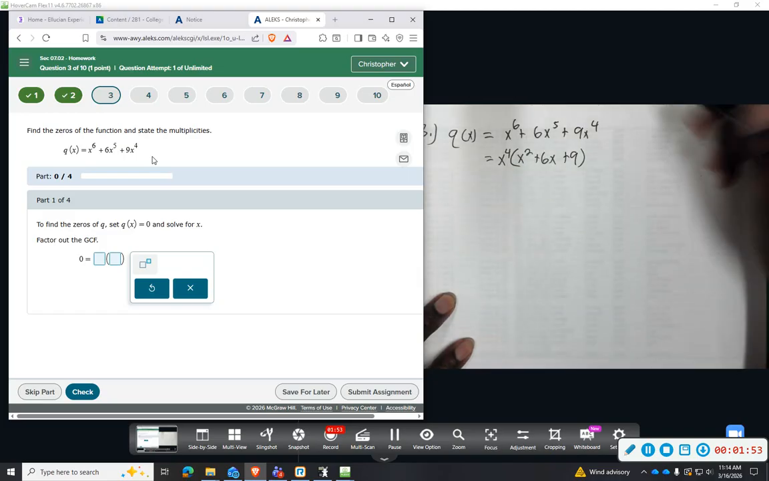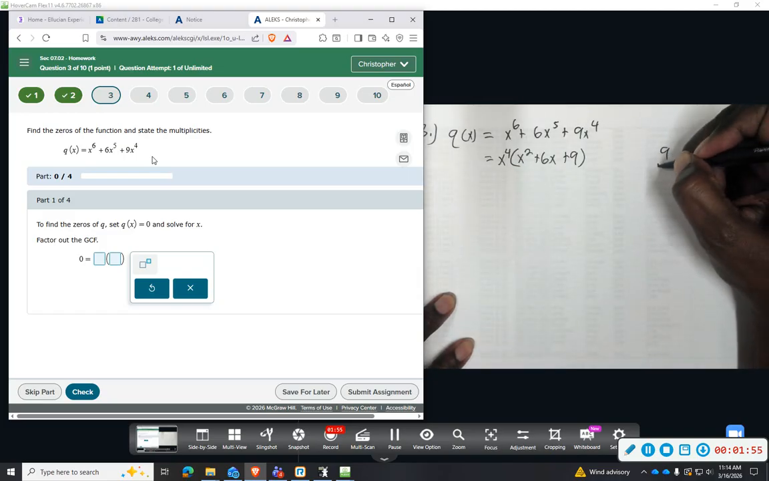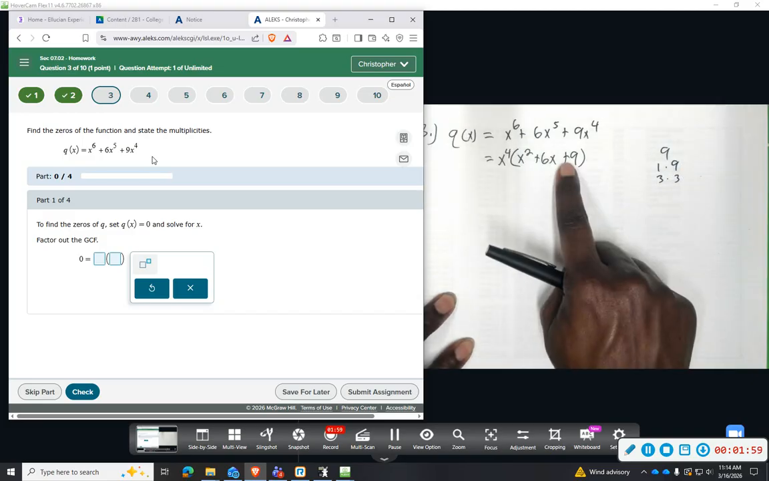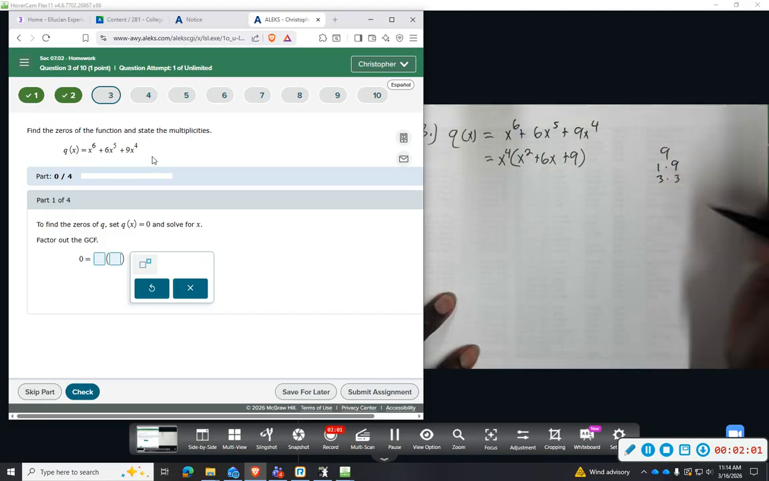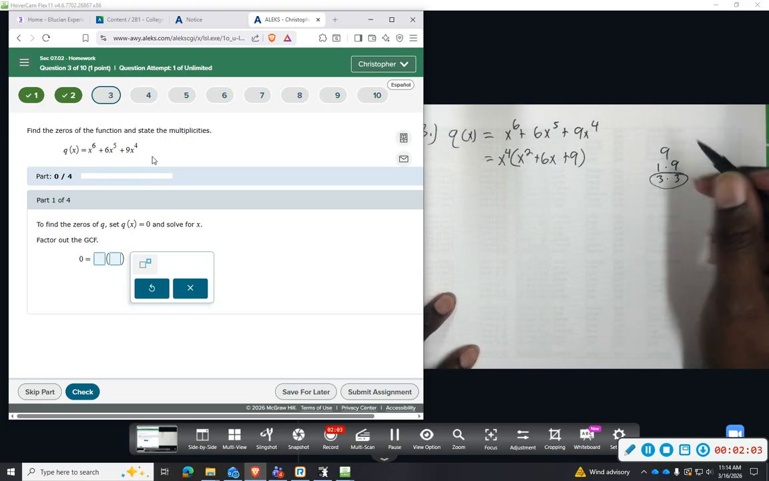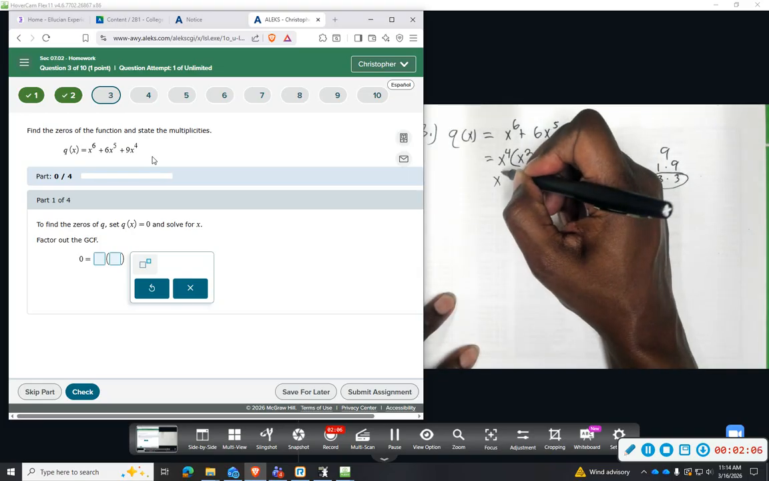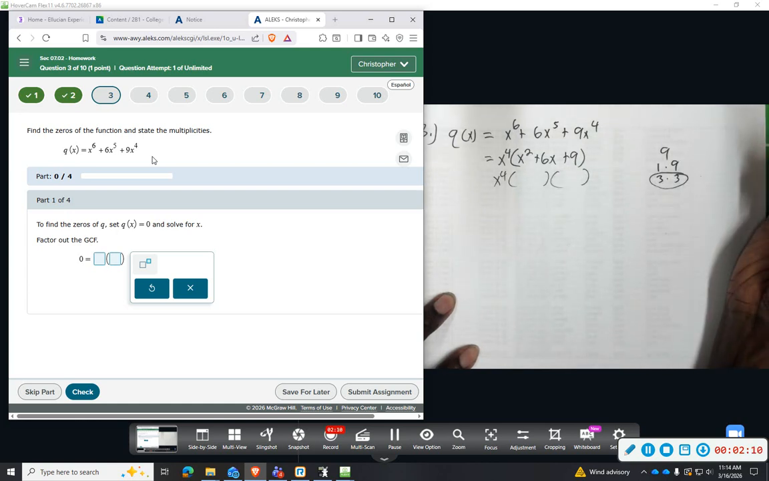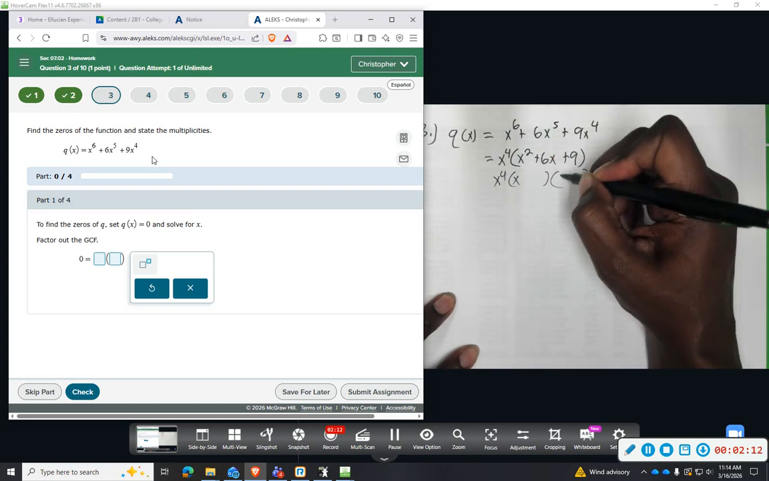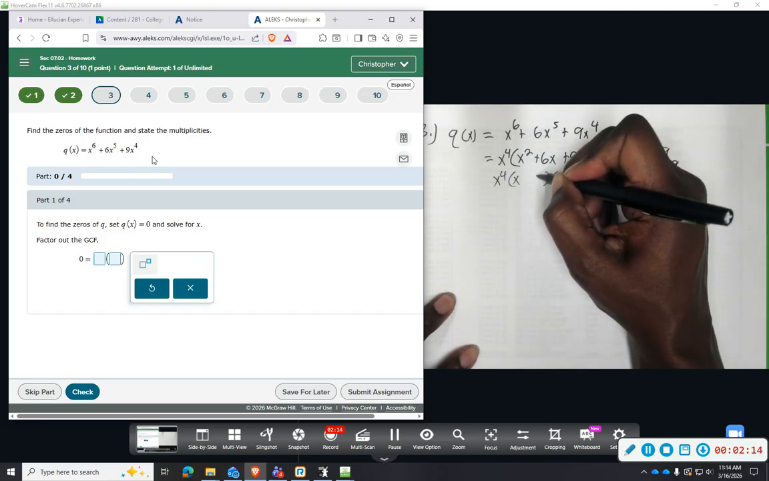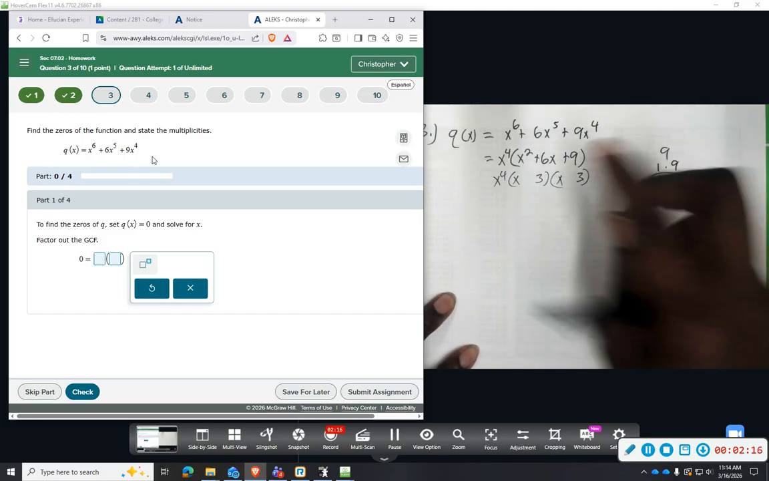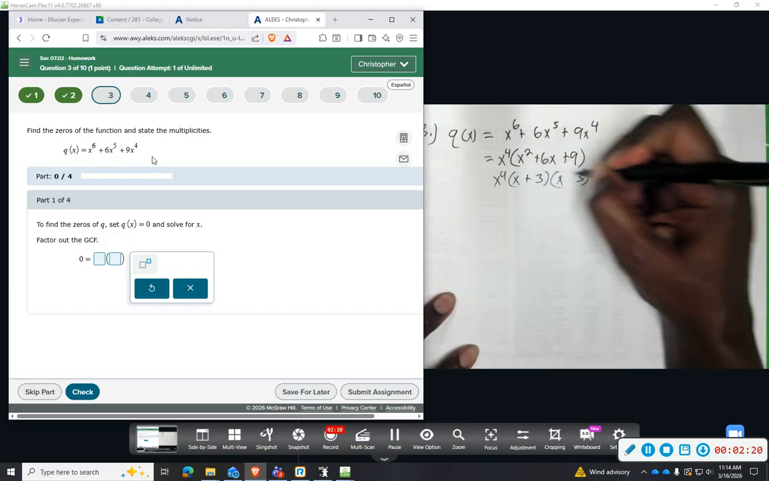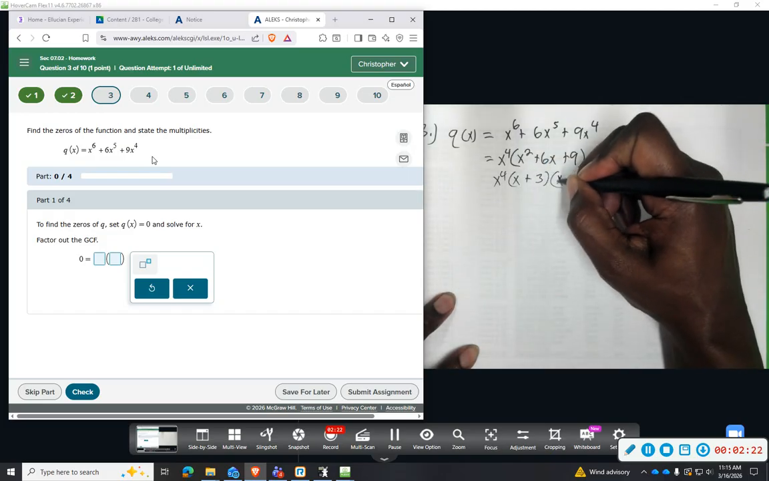1 times 9 will give me 9. Factors of 9 are 1 and 9, and 3 and 3. We want to add factors to get a 6. That will be 3 and 3. So I can write the x to the 4th, 2 sets of parentheses, and then we'll do the x squared split up, the 3 at the back, and we need these factors to add to a positive 6, so that means they both have to be a positive 3, adding them.